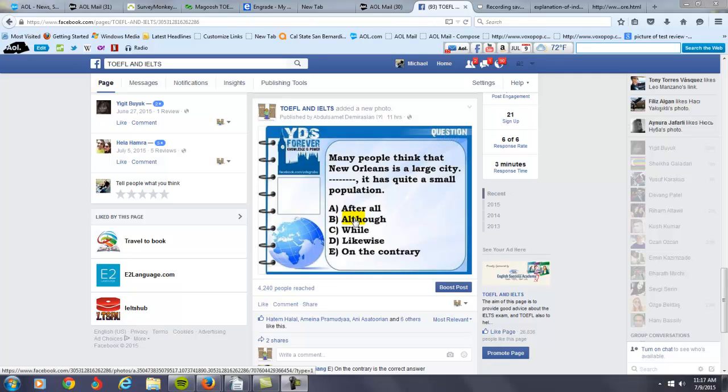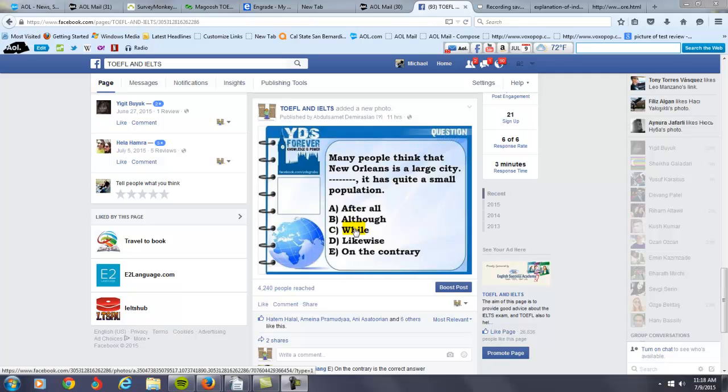B, although. Yes, it is possible to use although, not necessarily to show opposite, but it shows what's called an unexpected result. But it kind of means that here, in the sense that New Orleans, many people think it's a large city, but it has quite a small population. So you really have 3 choices here: although, while, and on the contrary. This is what makes this a tough question. You basically have although and while.